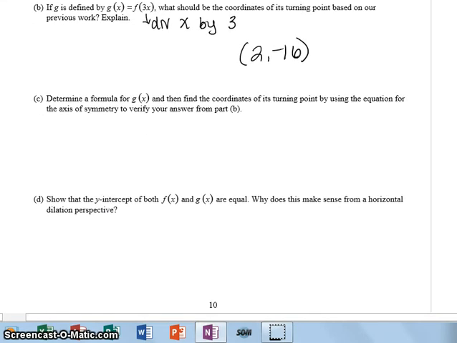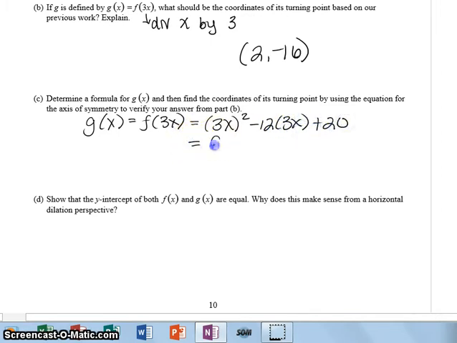Okay? All right, determine a formula for g of x and then find the coordinates of its turning point by using the equation for the axis of symmetry to verify your answer from part B. Okay, so basically, they're saying g of x, so they wrote this up in part B, g of x is equal to f of 3x. So go to your f function, and wherever you see an x, you're going to plug in 3x. So it becomes (3x) squared minus 12 times 3x plus 20. Okay, and then you're going to solve that algebraically, and you're going to get 9x squared minus 36x plus 20. Now using x equals negative b over 2a, find its turning point.